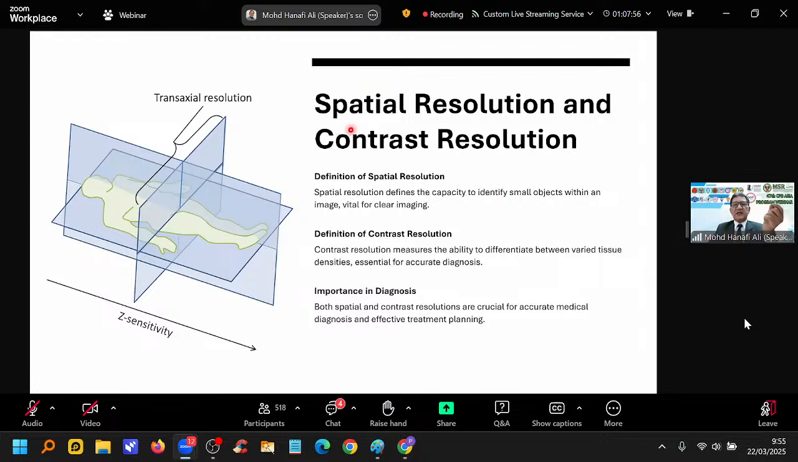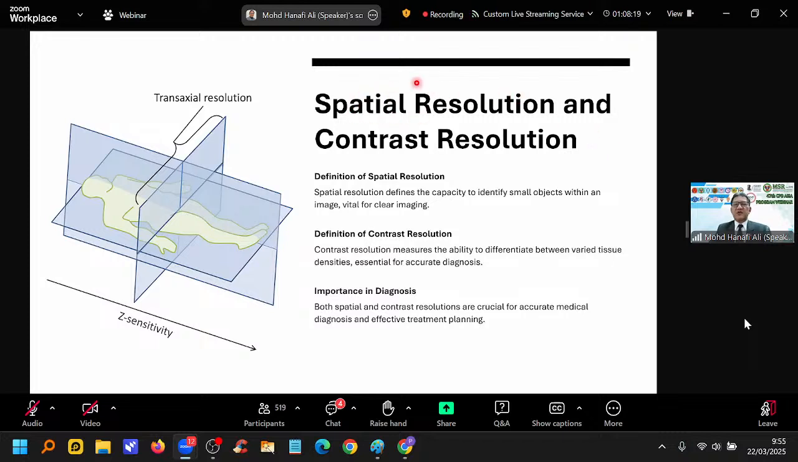Another one, contrast resolution, is about how we compare the anatomy structure or abnormality and normal cell in that image. And that one depends on how we choose our parameters.